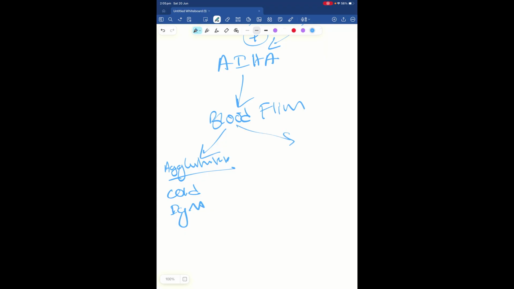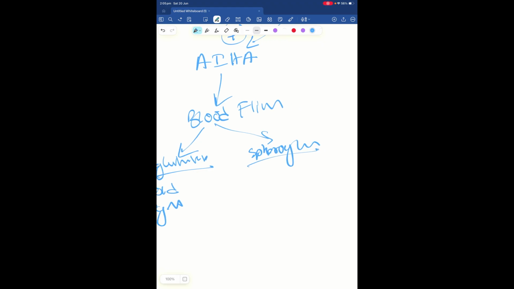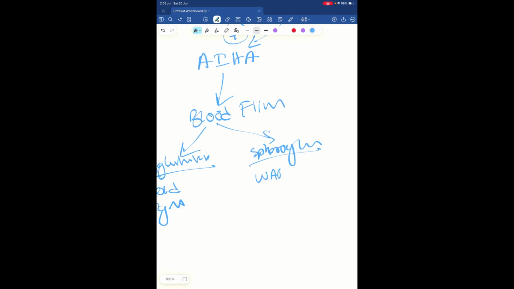And if you see spherocytes, you're dealing with a warm one. So how do you get spherocytes in the warm ones? Because warm ones are mediated by IgG. So IgG coats the red blood cells, and the red blood cells are going through the reticuloendothelial system. They remove parts of the membrane which are coated by the IgG. So they lose the surface area and they become spherocytes ultimately.